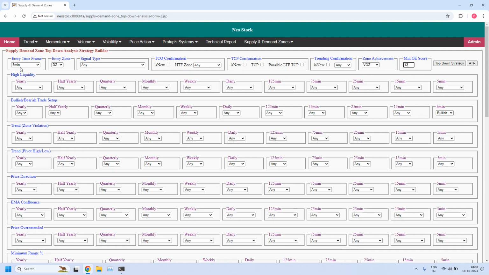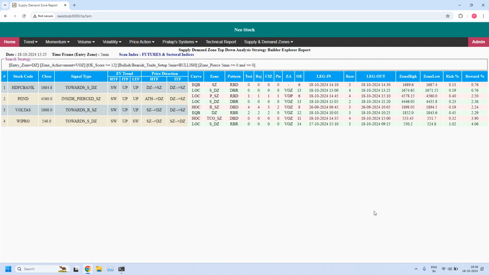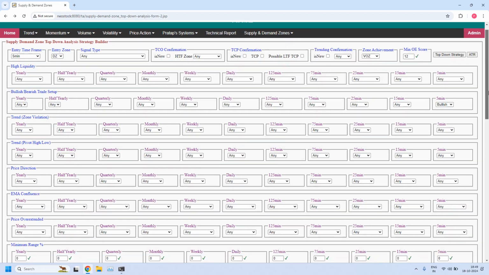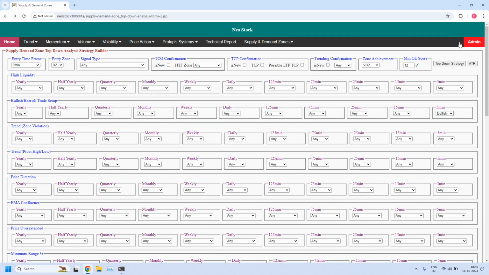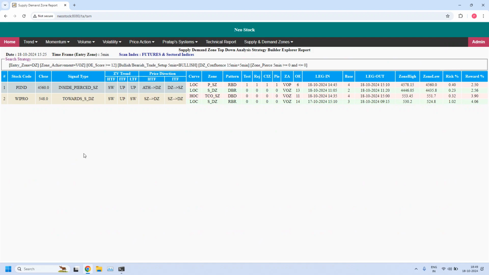All the three filters are applied to the 5 minutes demand zone. We got 4 stocks. So these 4 stocks are currently supporting bullish trade setup for hourly income trade, that is entry time frame 5 minutes. Within these 4, we need to verify which stocks support a high probability setup. So let us check LTF and ITF demand zone confluence, that is 5 minutes and 15 minutes demand zone confluence. I am enabling the filter. So let's verify. Out of 4, 2 stocks have ITF confluence. That means these 5 minutes demand zones are part of the 15 minutes demand zones.